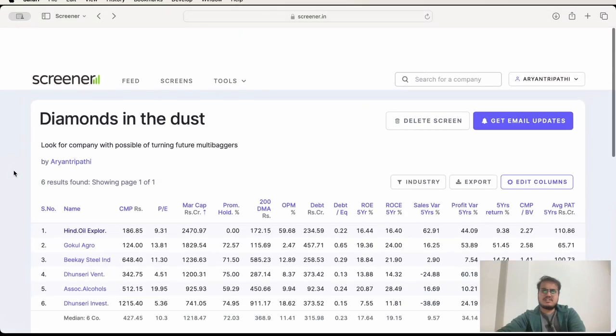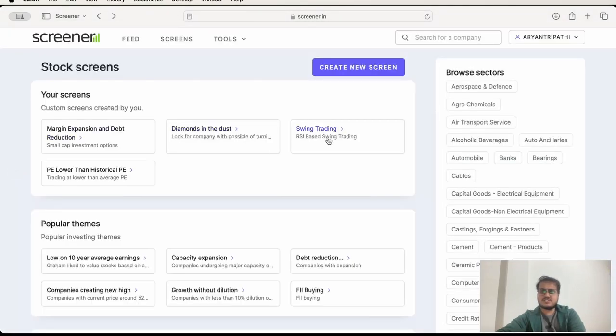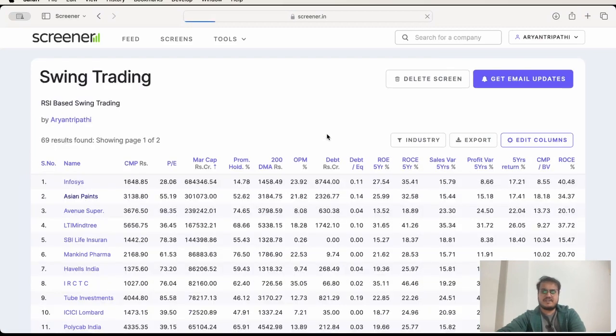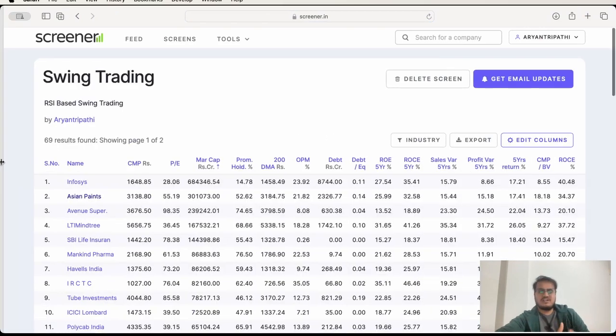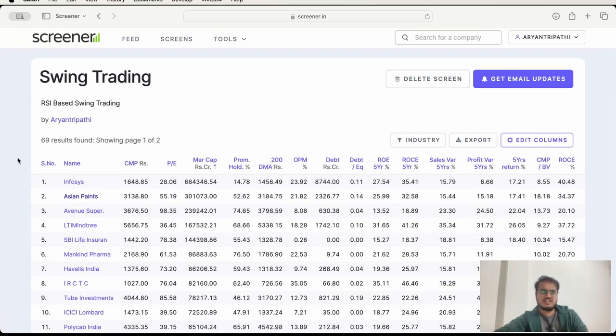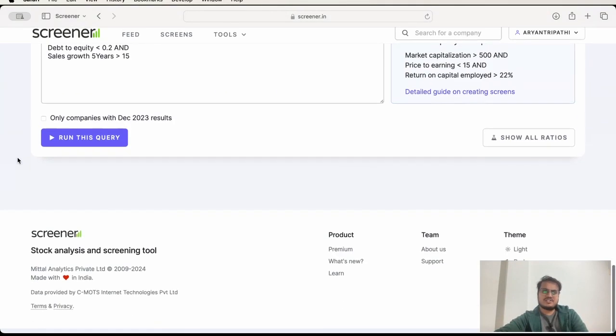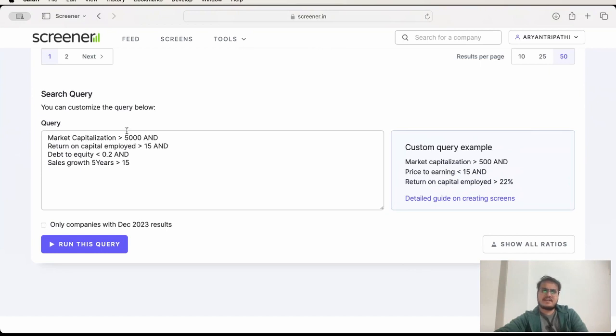Third screener, what I have for swing trading. This is one part of my learning. So I do two kinds of investment. One is an investment for 2-3 years. Another is 6 months, 8 months kind of swing trading, even 3 months, depends. So this is the screen which I use for swing trading. Market cap is 5,000, and in some cases I want to increase it to more than 10,000. The ROC should be more than 15. Debt to equity should be less than 2. I don't want to focus on debt companies. Sales growth of 5 years more than 15.